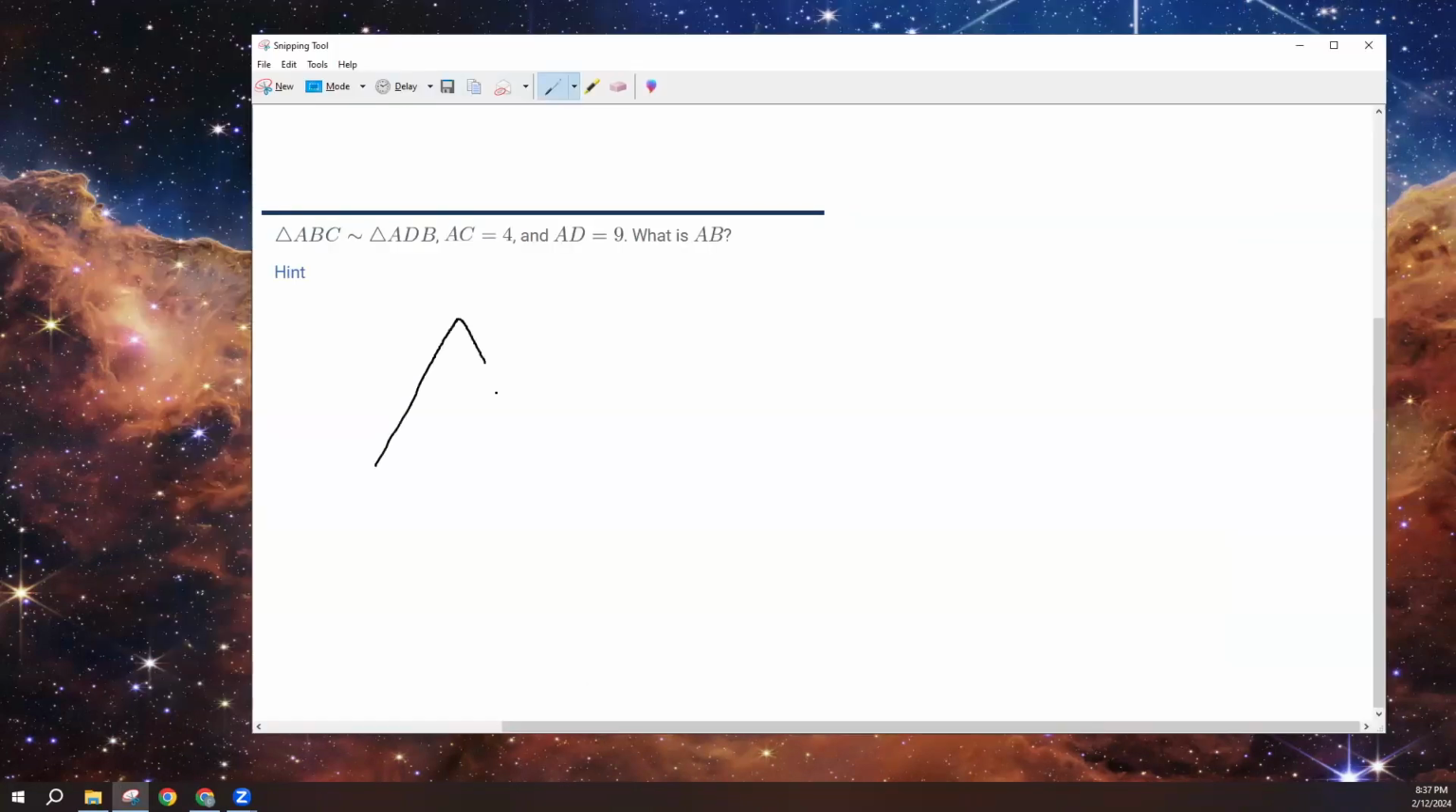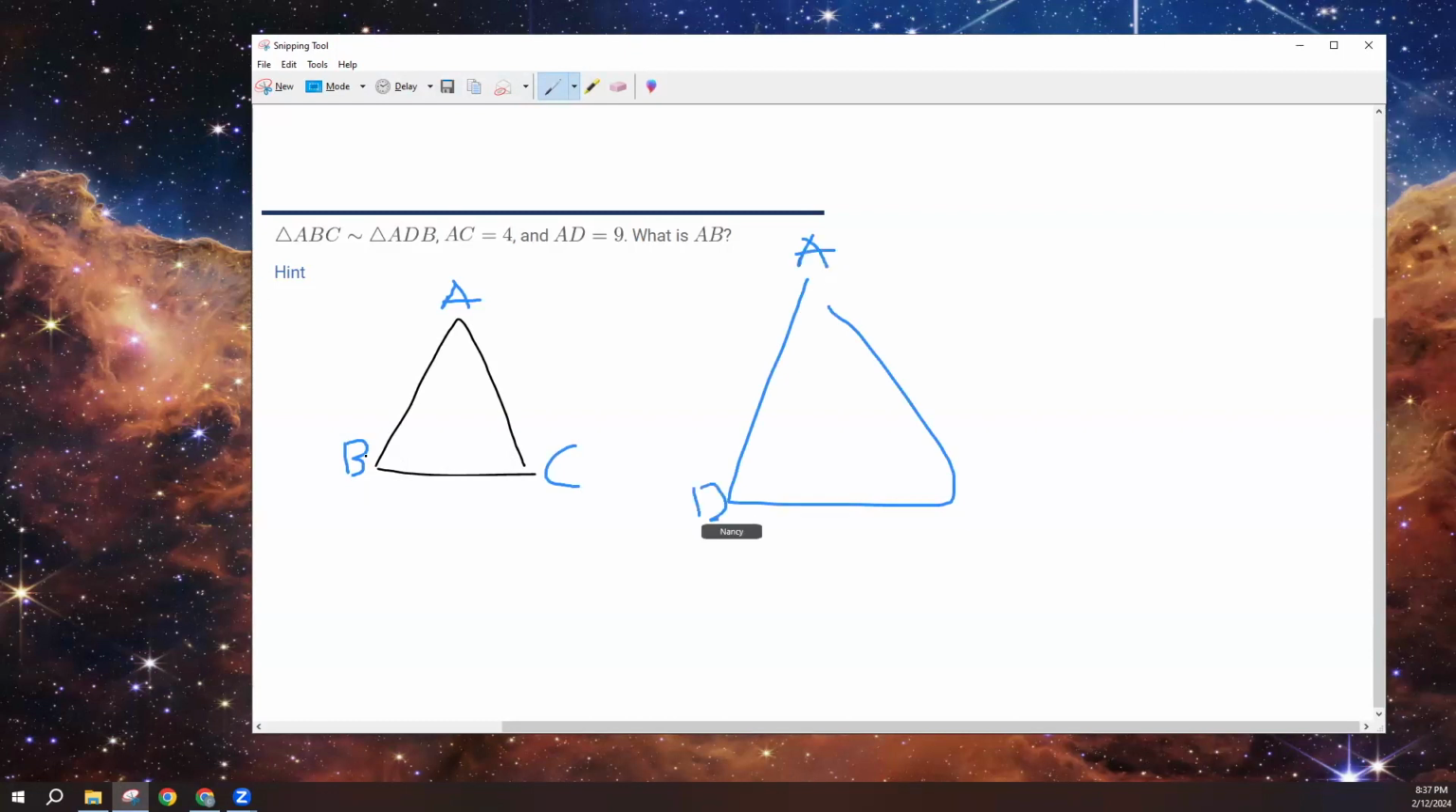I drew the triangle like A is here, B is here, C is here, and for the next triangle I drew A here, D here, and B here. That's correct, right? That is correct. Yes. Okay.